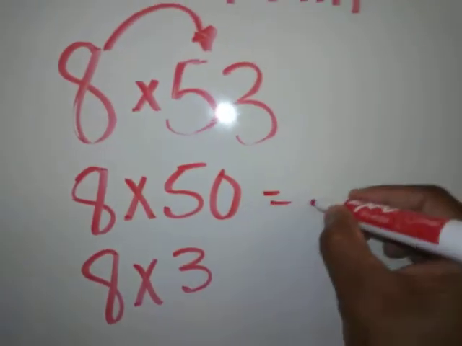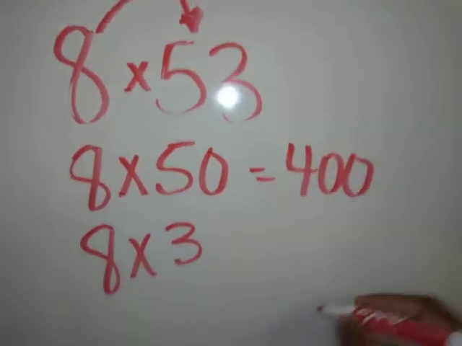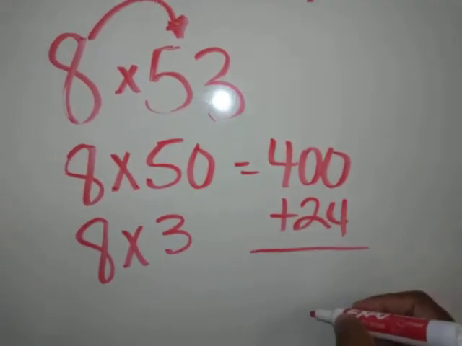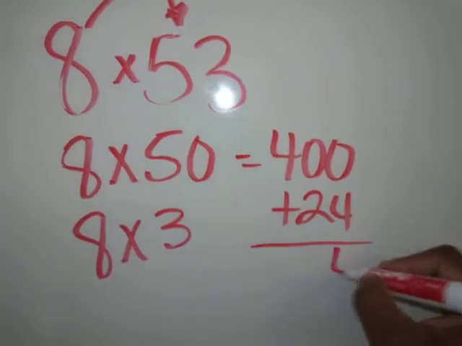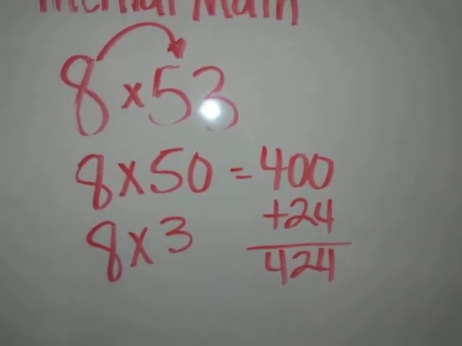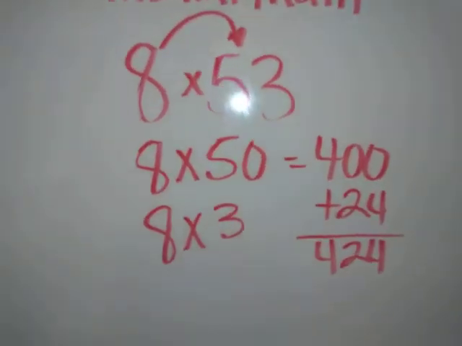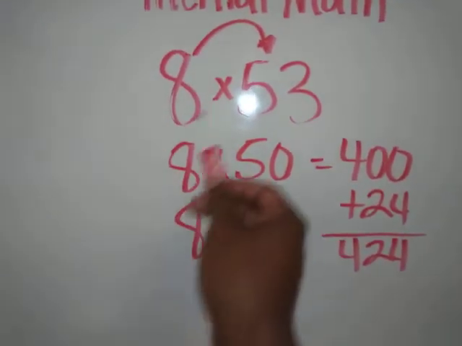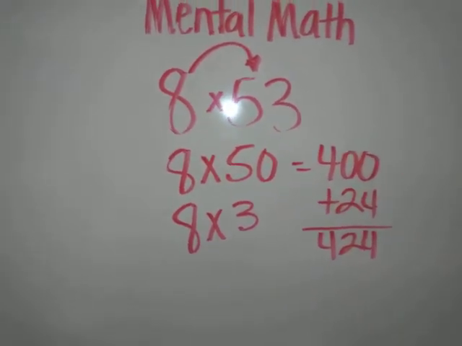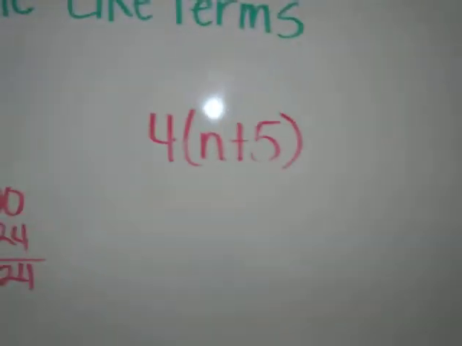Go ahead and solve this. We're going to get 400. We're going to get 24. Add the two products and we should get a final product of 424. All right, that's using mental math, and we're distributing. Each time you see the 8 here, we're distributing it into 53 by breaking up 53 into its tens and ones. All right, moving on.